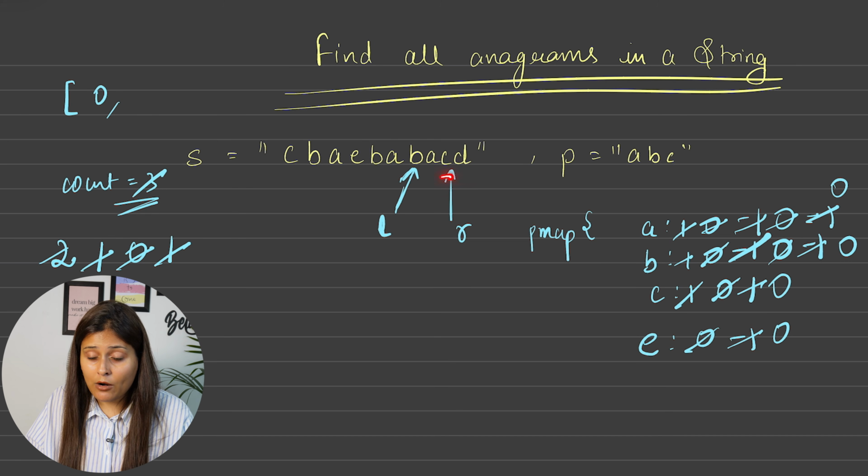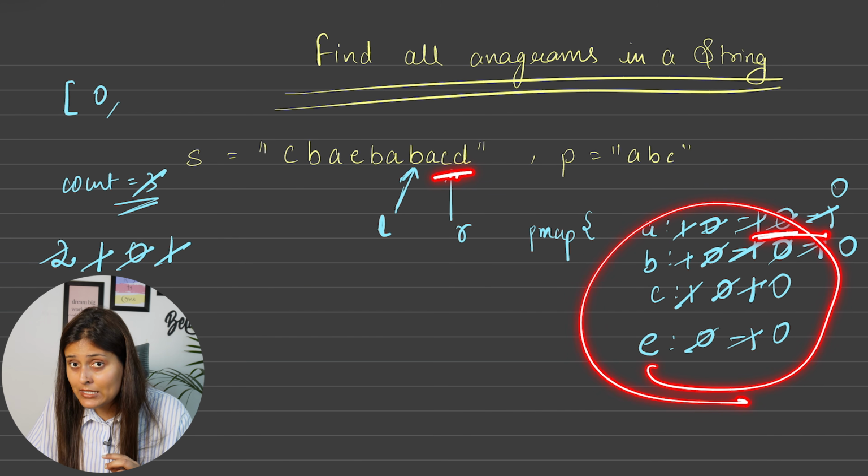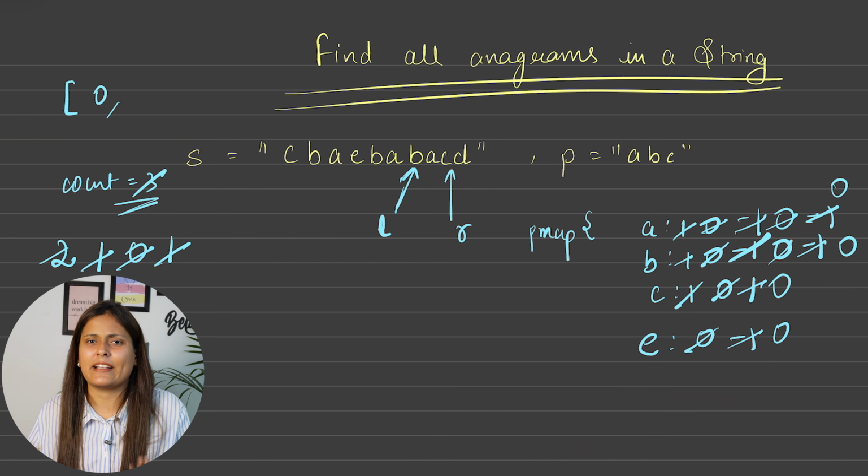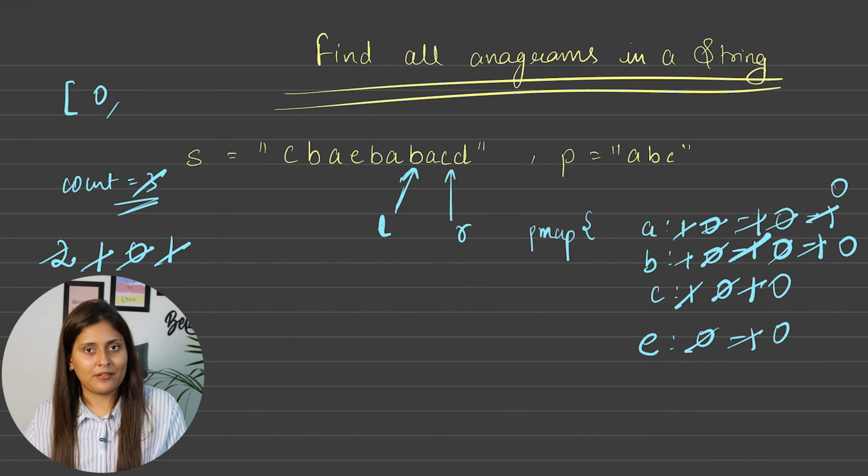Just whenever we encounter any character by R, we will decrease the frequency and we will decrease the count, but decrease the count only when the frequency is greater than or equal to 0. But if it is negative, means that is extra. We don't want that. And left will always undo whatever has been done by right pointer.